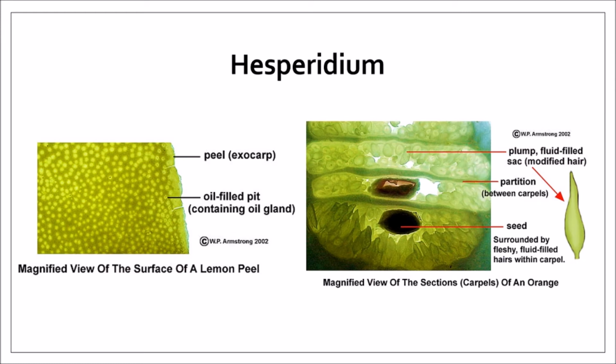I'm not sure if you have noticed, but every time you touch the thick, leathery rind of a citrus fruit, it actually feels so oily. It is because of these pits that contain oil glands. So this is the pulp, which is the fluid-filled sac.